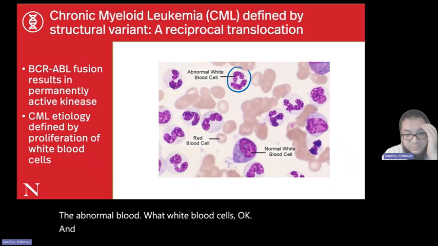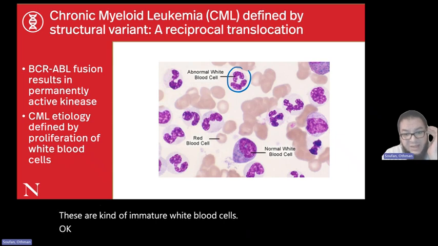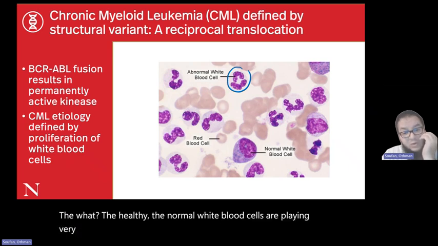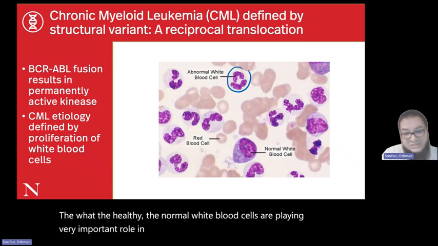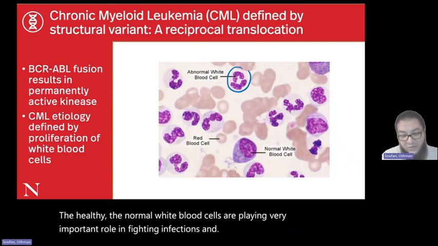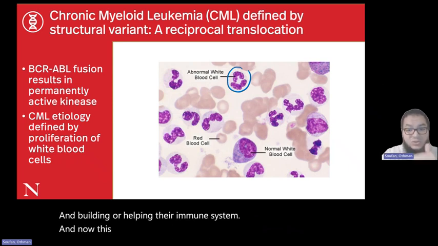These are kind of immature white blood cells. The healthy, normal white blood cells play a very important role in fighting infections and building or helping the immune system. And now this kind of disease is breaking this whole thing.